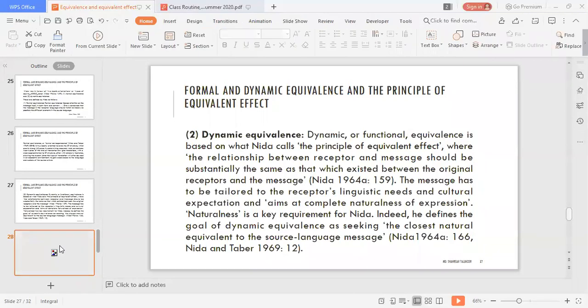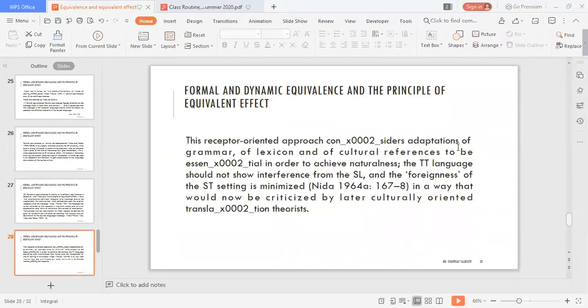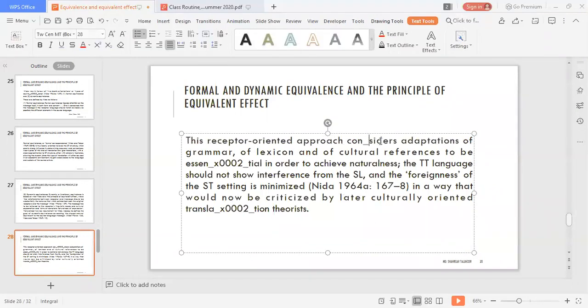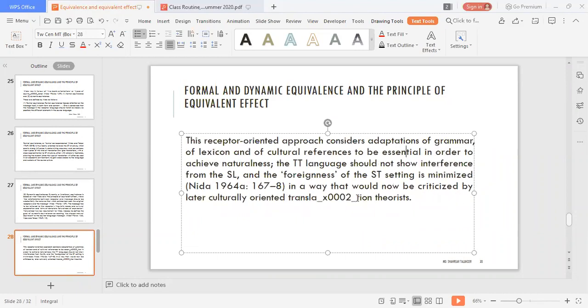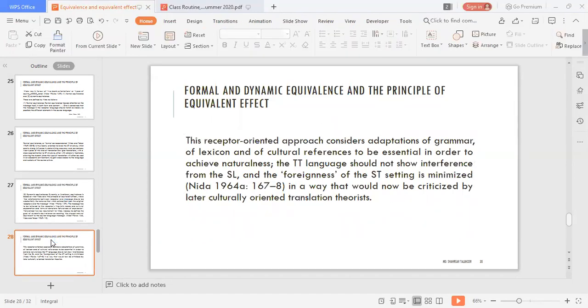Okay. Let's jump to the next slide. So here we see the receptor-oriented approach considers adaptations of grammar, of lexicon, and of cultural references to be essential in order to achieve naturalness. The TT, that is the target text language, should not follow interference from the SL, that is the source language, and the foreignness of the source text is minimized in a way that would be criticized by later cultural-oriented translation theories.